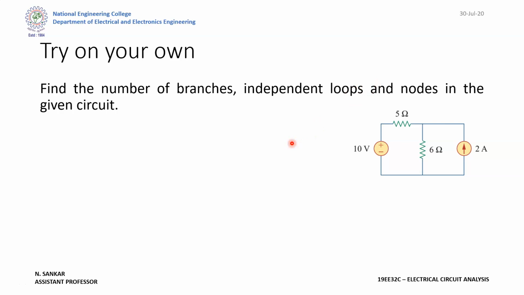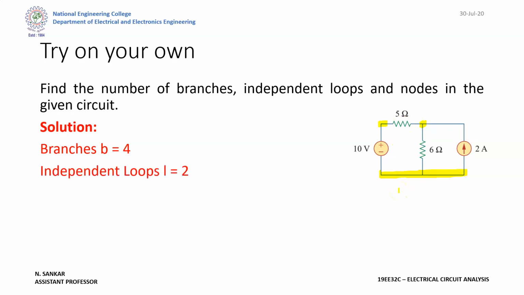If you take the solution, here we have 4 branches, that is 10 volt, 5 ohm, 6 ohm and then 2 ampere. So totally we have 4 branches. If you take the number of nodes, 10 volt and 5 ohm, here we have one node. The 5 and 6 ohm connect at this point, so this is one node, and the same point is connected to 2 ampere. So this is considered as a single node. Similarly here we have a common point where all 3 terminals are connecting. So this can be considered as another node. So the number of nodes is 1, 2 and this one is 3.